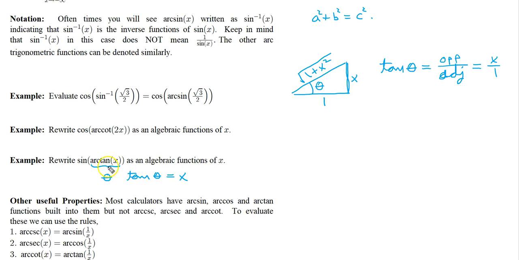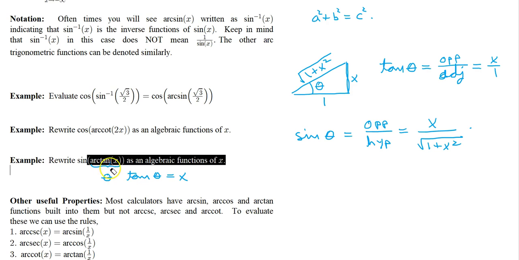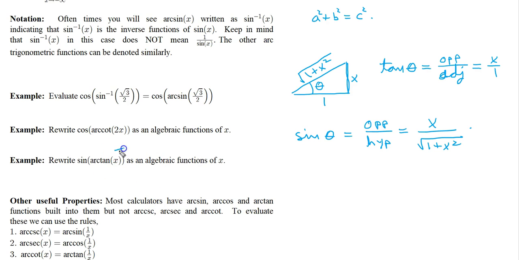And so then we get that the sine of theta is then opposite over hypotenuse. And so that's going to be x over the square root of 1 plus x squared. And that's our answer. So that's what this is equal to over here. And so that completes a few examples. Here are some other useful properties.